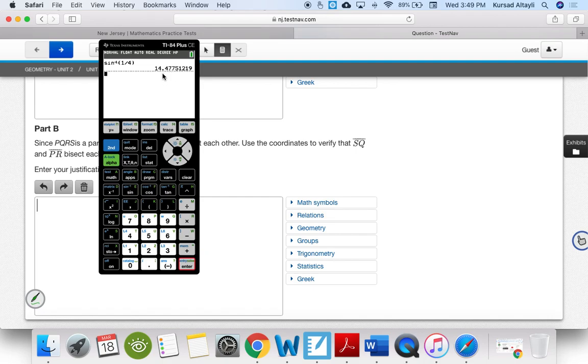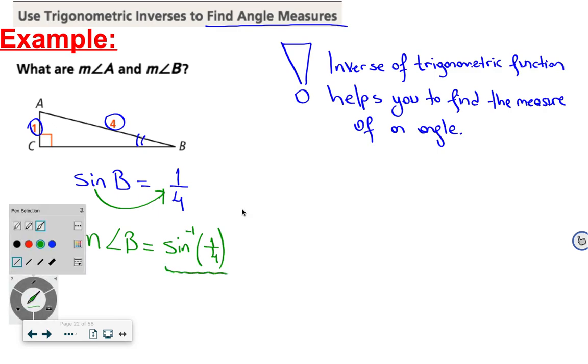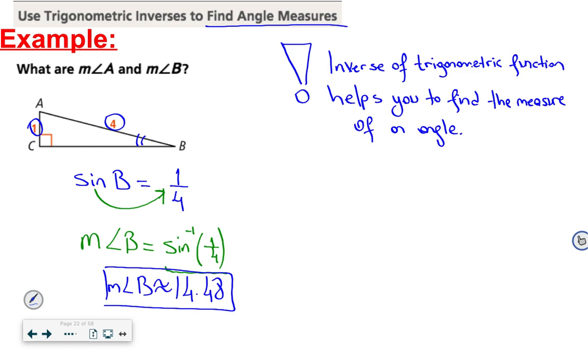1/4. If you click this, this is your angle. You can get two decimal places, 14 point, and you can also round to the nearest hundredth. You can get 14.48 is your measure of angle B. So if you go back to the question, we found this value, 14.48 approximately. So the measure of angle B is 14.48.